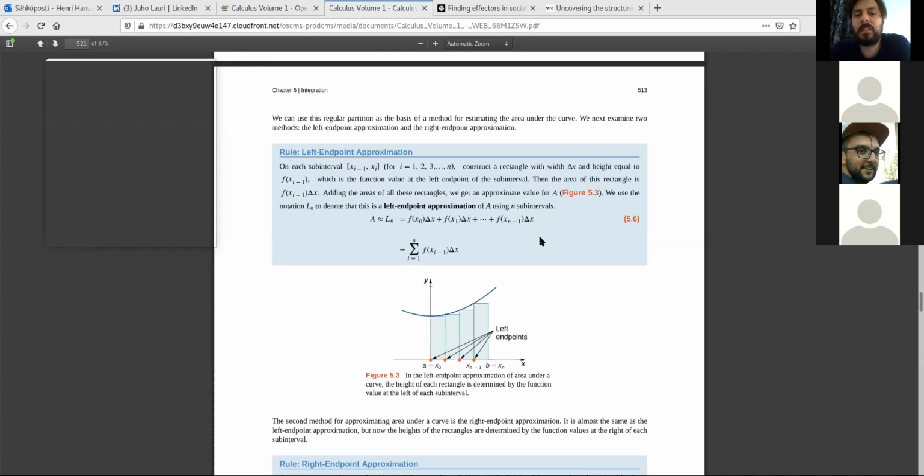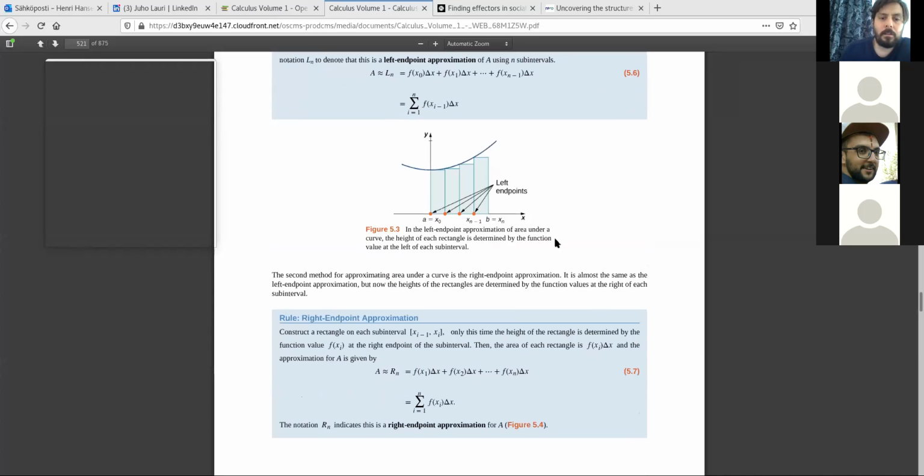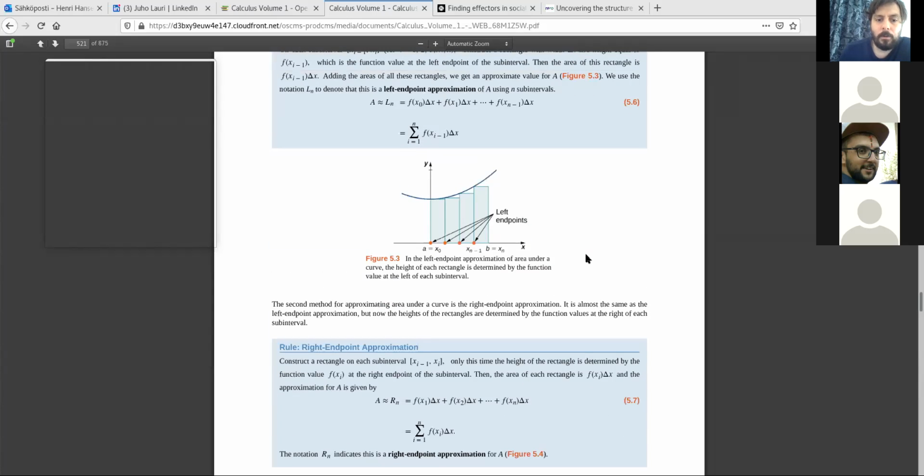So this is the area. It could be slightly bigger, could be slightly smaller than this. Then we can construct the right point approximation, in which case this is called Ln, and n here is a parameter that depends on how many steps we took. Remember that we assume constant intervals here.